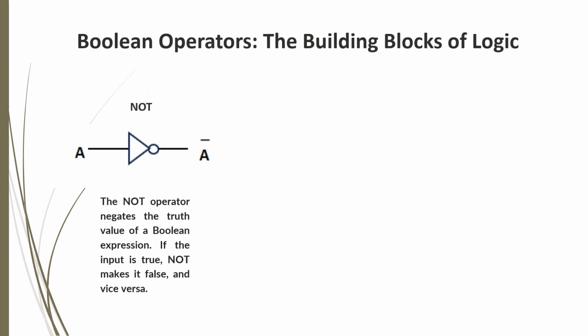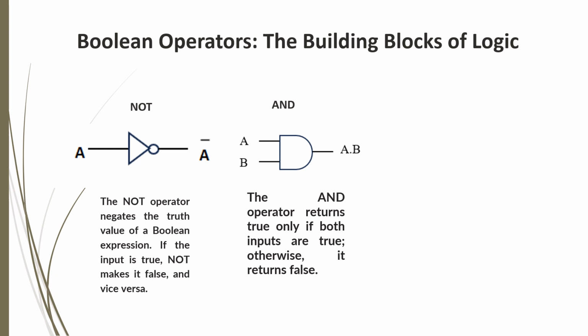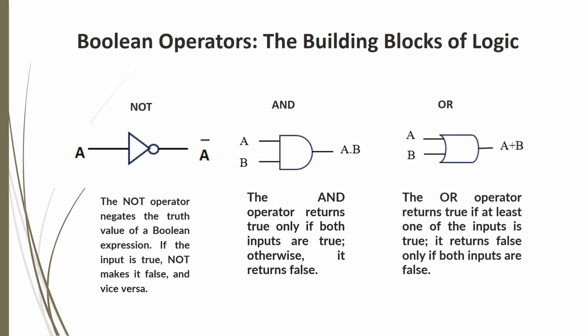The NOT operator negates the truth value of a Boolean expression. If the input is true, NOT makes it false, and if it is false, it makes it true. The AND operator returns true only if both inputs are true, otherwise it returns false. The OR operator returns true if at least one of the inputs is true. It returns false only if both inputs are false.